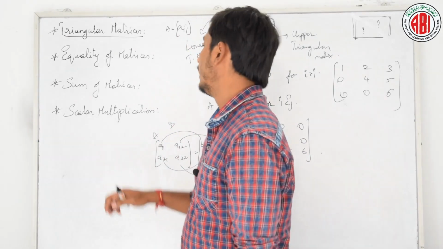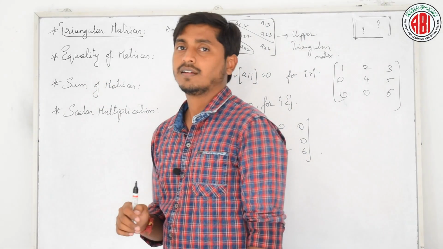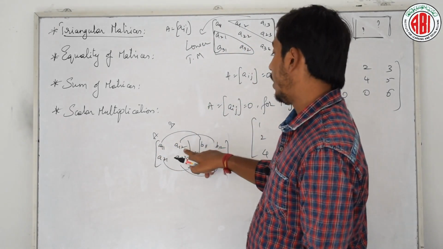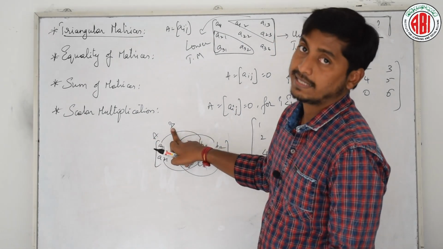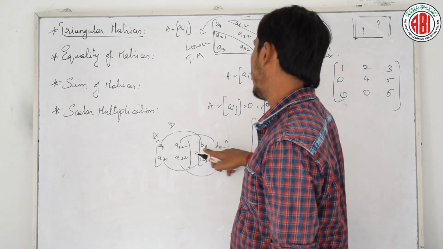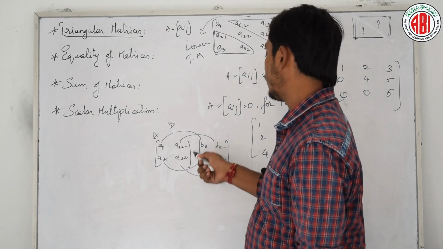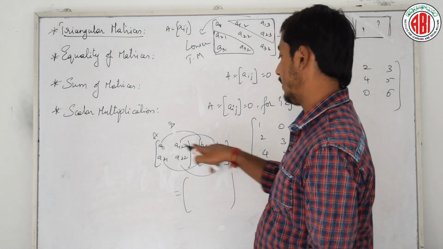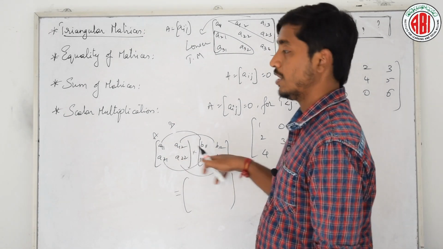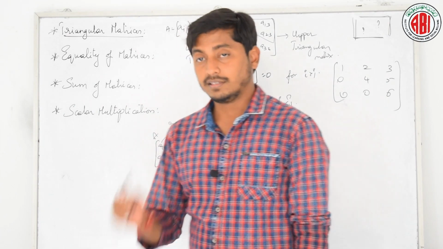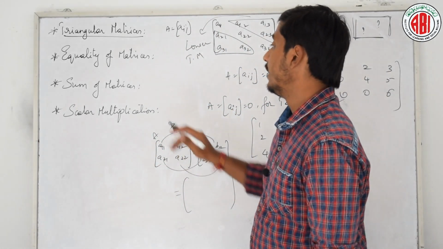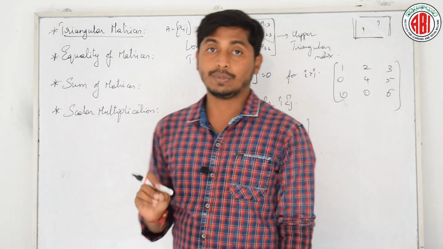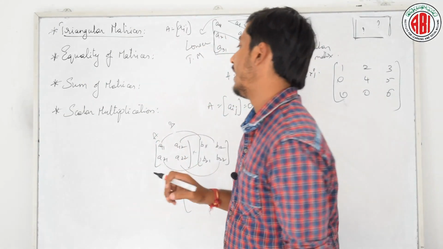Isn't it? Fine. And the next, sum of matrices. Again, what is the basic condition? The order of the first matrix should be equal to the order of the second matrix, and we have to add the corresponding elements. If I want to add these two matrices, what will be my answer? Tell me: a11 plus b11, a12 plus b12, a21 plus b21, a22 plus b22. Is it clear? Just keep in mind that for equality of matrices and for sum of matrices, the order of the two matrices should be equal.